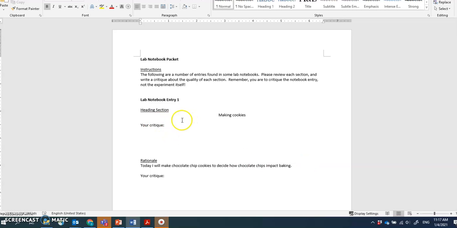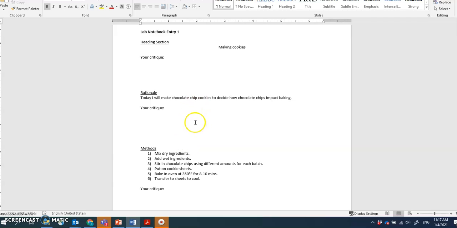So of course there was no date written in there either. When you make an entry, I told you to write down the date when the lab was done, with the title, but that was missing, right? The rationale, if you look at it: today I will make chocolate chip cookies to decide how chocolate chips impact baking. Okay, is that a good enough rationale statement? How chocolate chips impact baking.